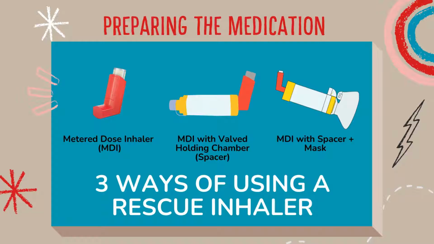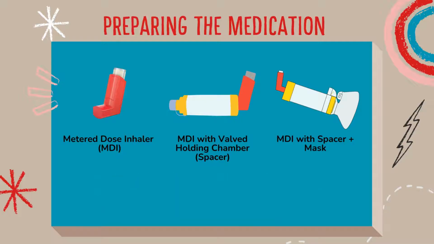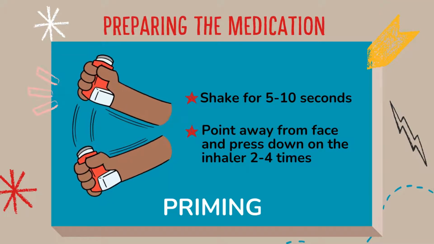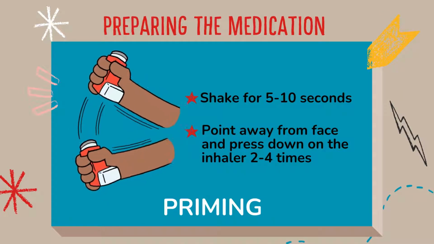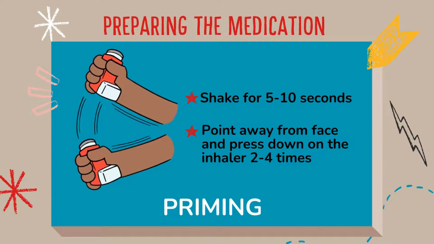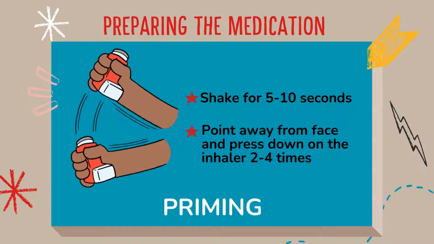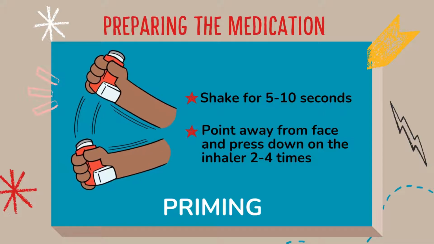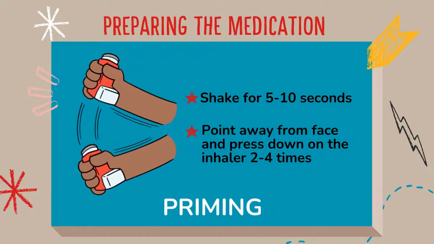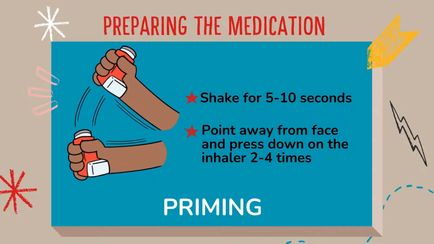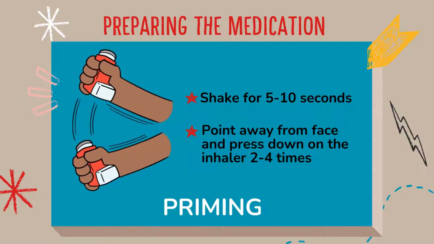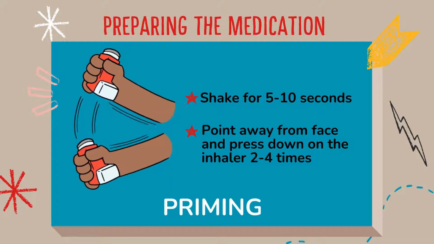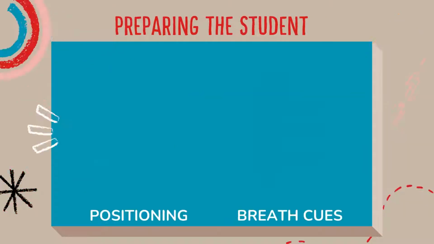When a metered dose inhaler hasn't been used for a while, it is recommended to prime the inhaler before using to ensure the appropriate dose of medication is dispensed. While priming instructions may differ based on what MDI is being used, in general, priming involves shaking the inhaler for 5 to 10 seconds, and then spraying it in the air facing away from you anywhere from 2 to 4 times. Next, preparing the student.